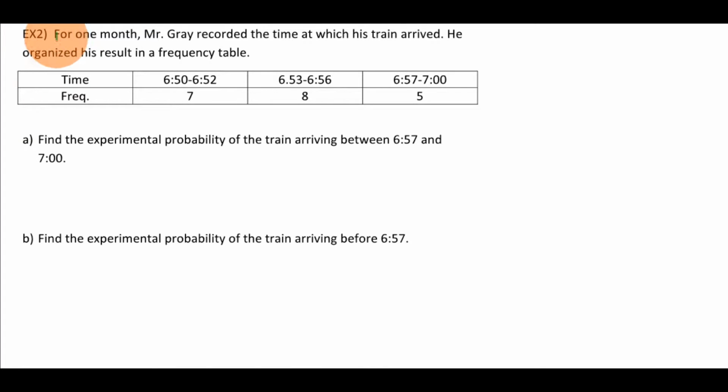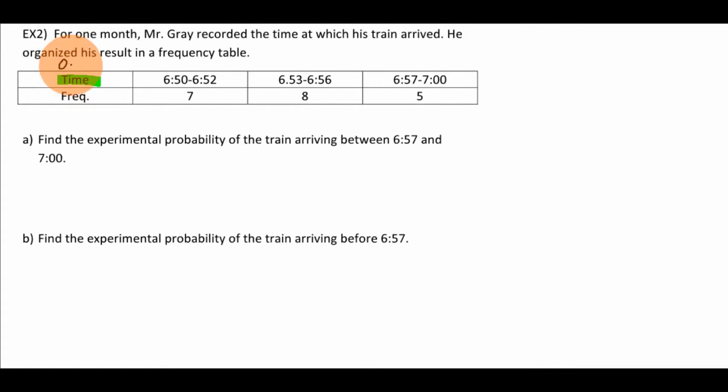Let's take a look at this example. For 1 month, Mr. Gray recorded the time at which his train arrived. He organized his results in a frequency table, and we have a frequency table below. So he's run an experiment, and he's already collected the data here. So we have the time listed, and the time, what it really is, it's the outcome.